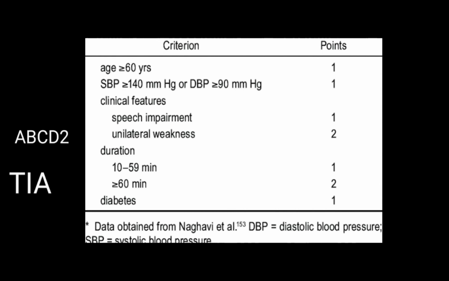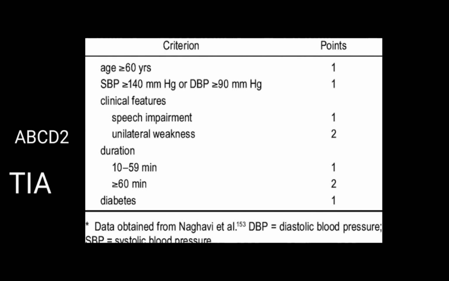ABCD. A stands for age more than 60, B stands for systolic BP more than 140 and diastolic BP more than 90 mmHg. Then C stands for clinical features. In clinical features, we have two parameters, one is speech abnormality, speech impairment, and second is unilateral weakness. Unilateral weakness will be amounting to 2 points. Then from the D we have the duration and the diabetes.